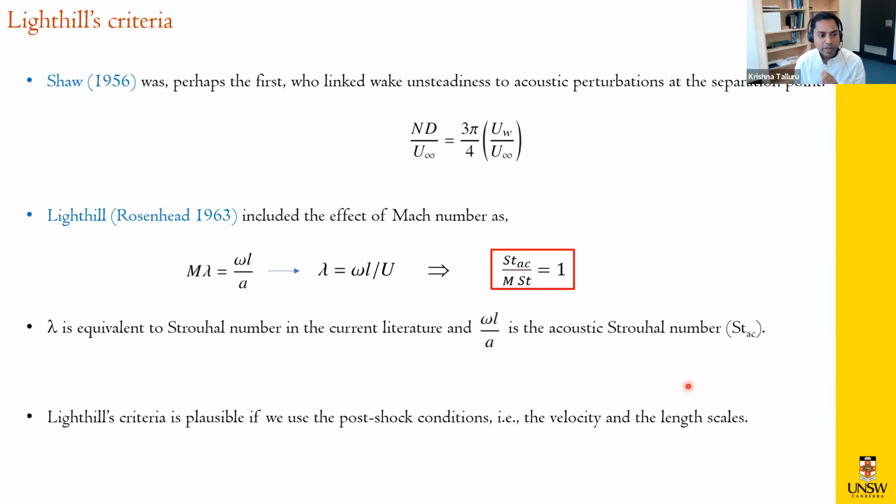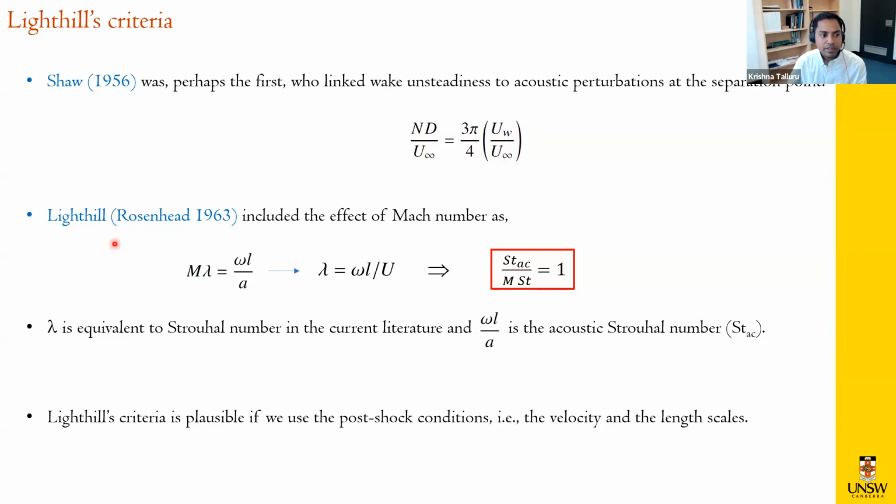So again, going back to about 70 years ago, Shaw was one of the first persons who related the wake unsteadiness to acoustic perturbations within the recirculating region. So here, if I look at this expression, the N is the wake oscillations, and the other important ones are U infinity, the free stream velocity, and UW, the wave speed of those perturbations within the recirculating region.